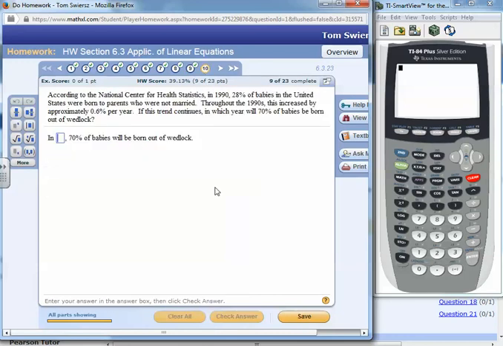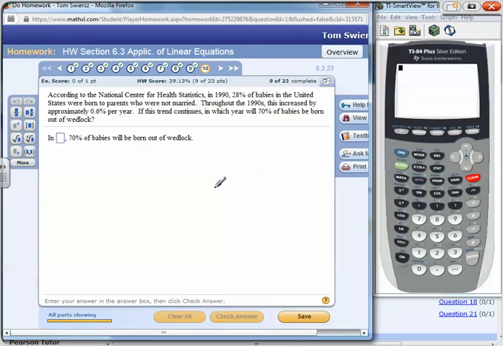All right, homework exercise number 10. According to the Center for Health Statistics in 1990, 28% of the babies in the U.S. were born to parents who were not married. Throughout the 1990s, this increased by 0.6 per year. If this trend continues, in which year will 70% of the babies be born out of wedlock?